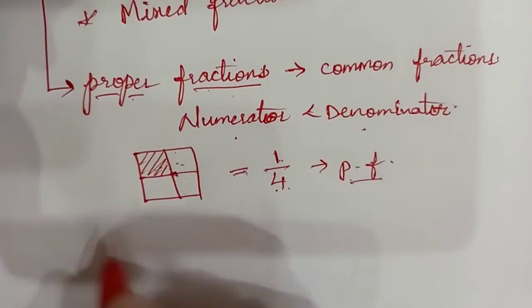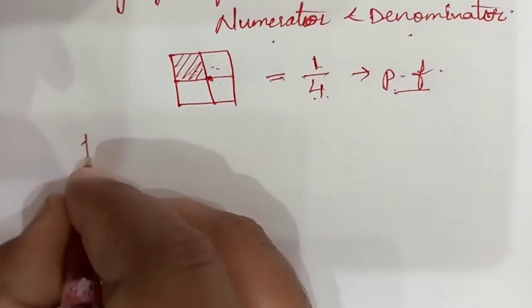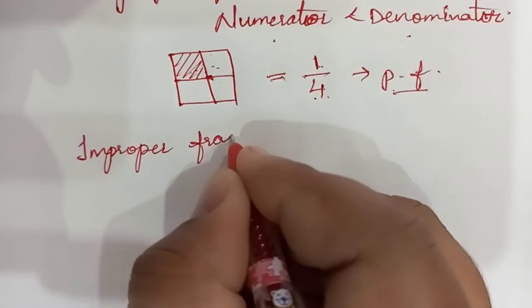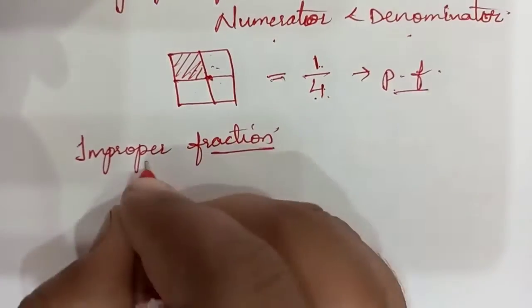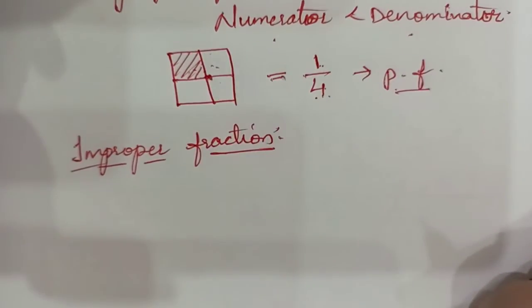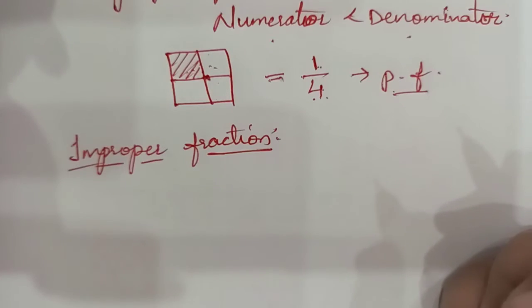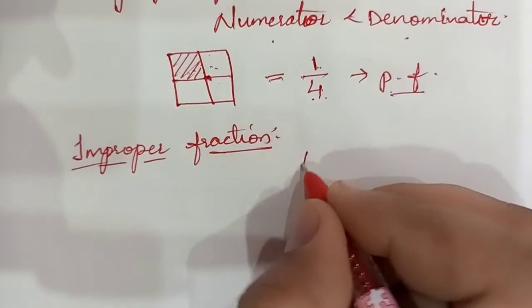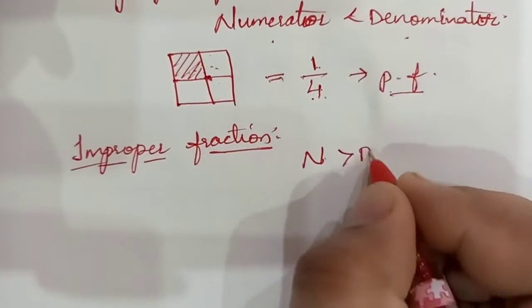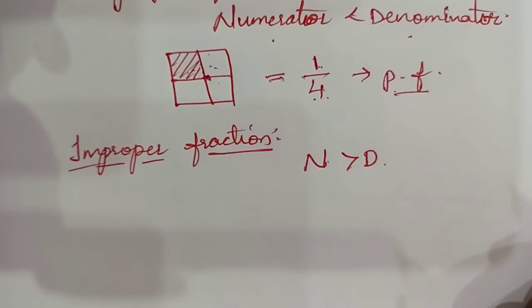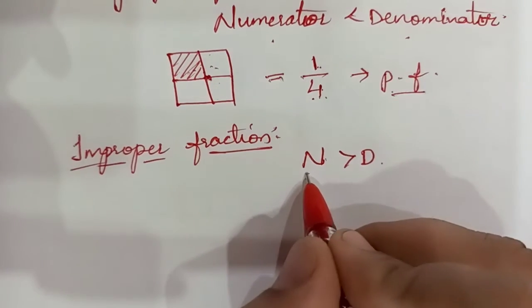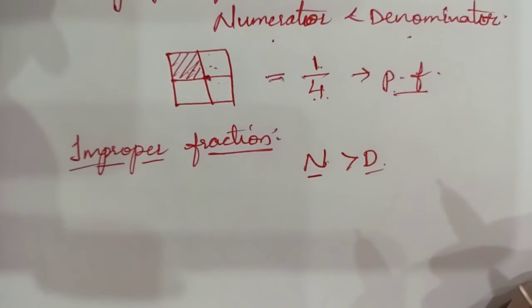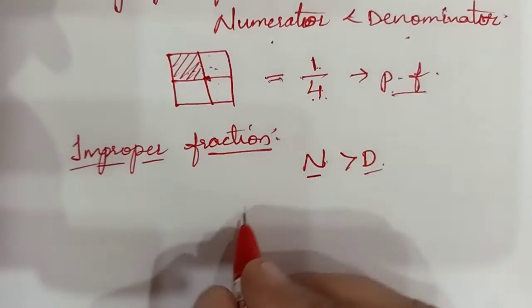Next is improper fraction. Here the name itself suggests that the fraction is not proper. How can we explain this improper fraction in simple words? In improper fractions, the numerator is always greater than the denominator. You are thinking, how could it be possible for the numerator to be greater? So now I will explain.